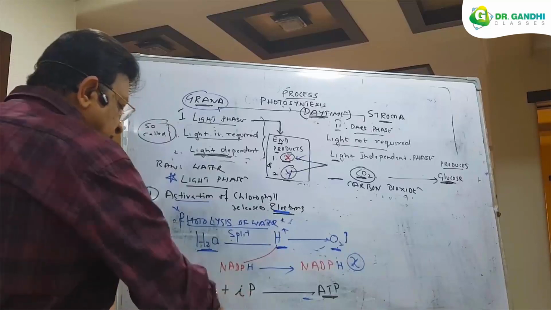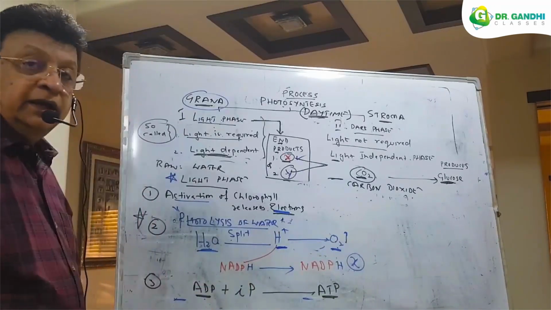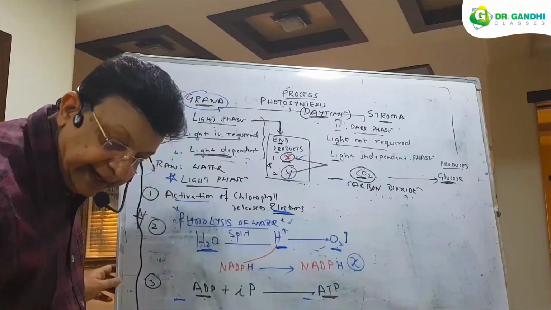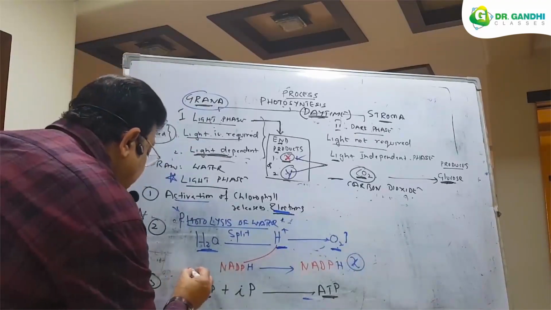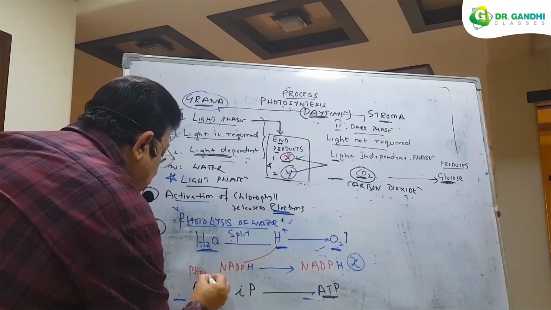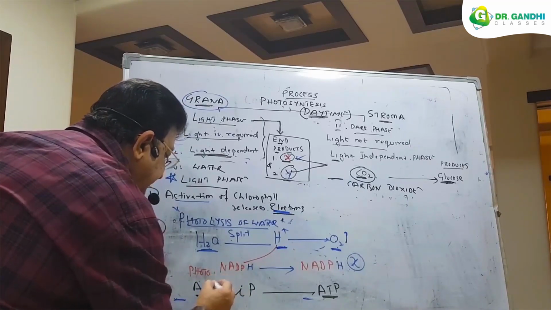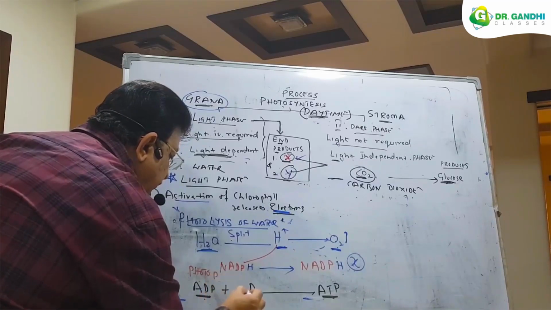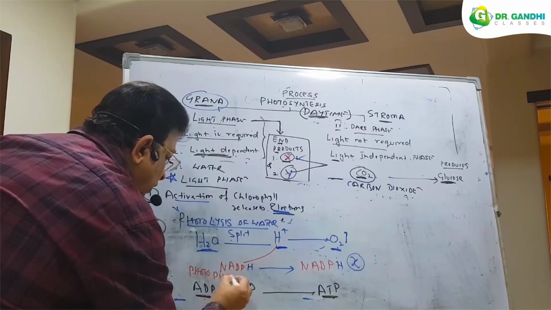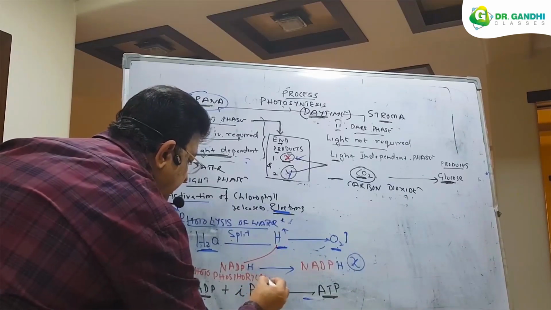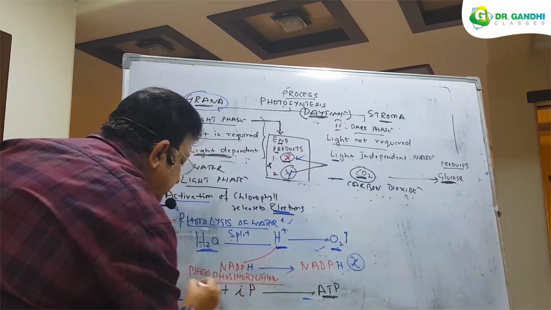How does this occur? Again, for any reaction, you require energy, and that comes from light. Therefore, I am writing the third one. Photo: light is required to join phosphate to ADP. Phosphorylation. So this then is the third step.